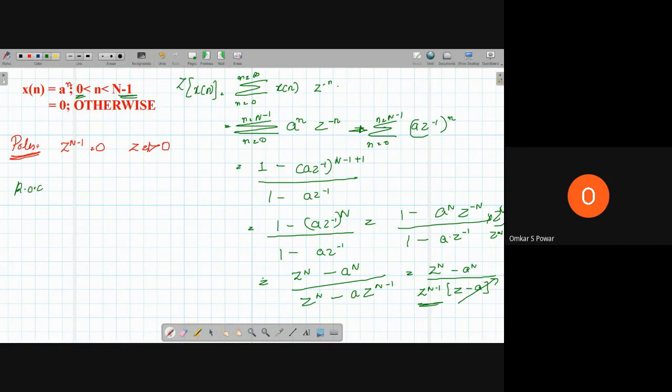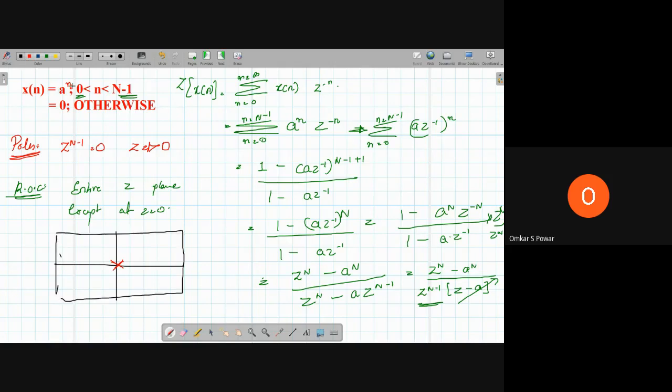So what is your ROC? ROC is again your entire z plane except at z is equal to 0. It's the same thing. There is no difference in ROC here. So first you have to mark your pole here, and your ROC is your entire z plane except at z is equal to 0.